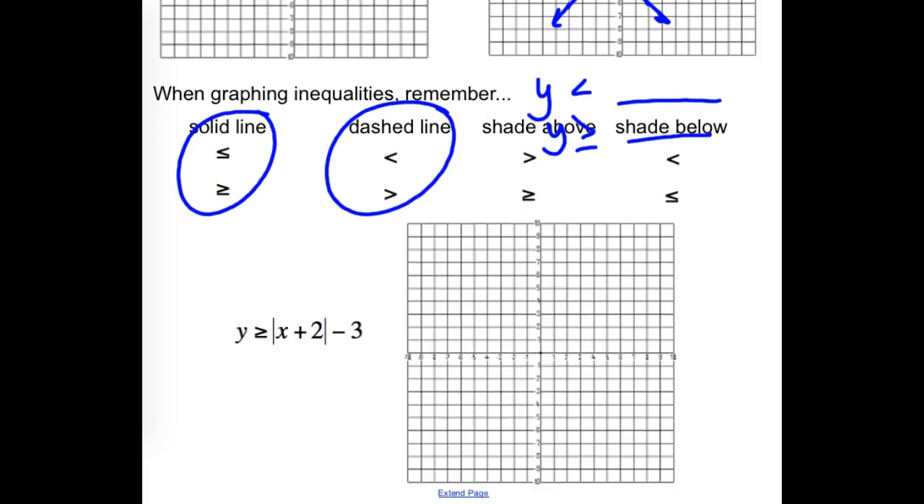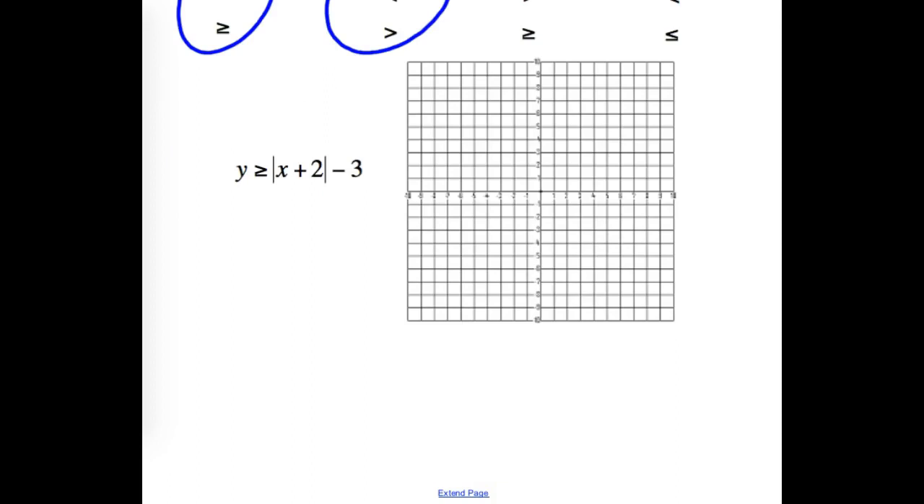All right, first example here. Where have we moved our vertex to? Which way did we move? Left 2 and down 3? All right, so left 2 and down 3, our vertex is here. What's the slope? 1, right? I haven't done any kind of stretching. All right, so a slope of 1.